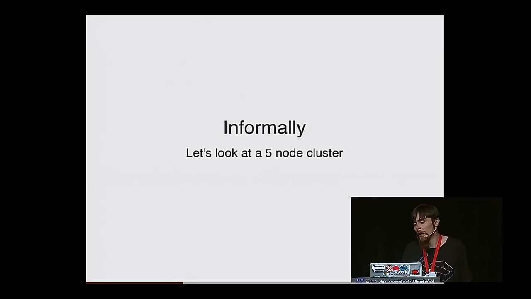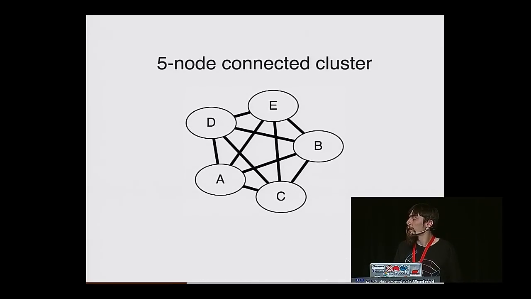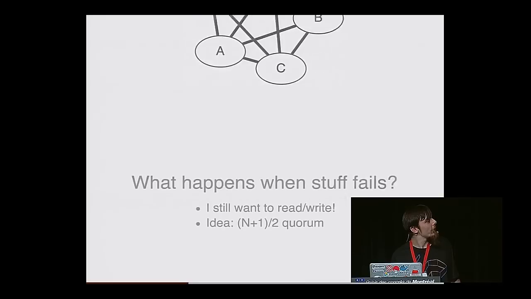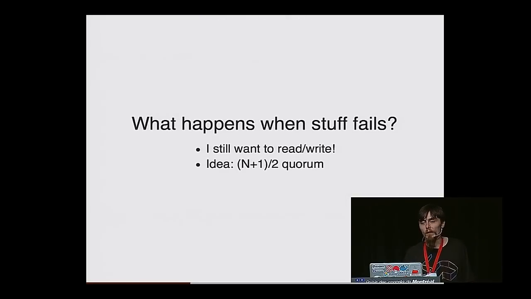So informally, let's take a look at a 5-node cluster. So you got 5 nodes, they're connected, cool. So what happens when stuff fails? I still want to read and write, right? I mean, if anything fails and then everything stops working, that's not very useful. So a very common idea is majority quorum. So the idea is, look, if I have a majority, then we can still keep going, right? That kind of makes sense.